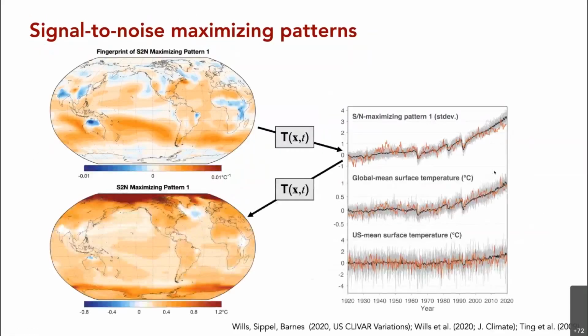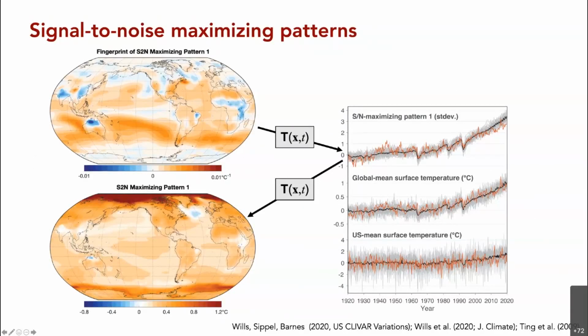Signal-to-noise maximizing patterns are basically just a way of weighting observations or modeled temperatures based on where they have high signal-to-noise ratio, such that you then get a time series with maximum signal-to-noise ratio. This shows all the different ensemble members of this pattern in the CESM large ensemble, and shows that they're tightly clustered about the ensemble mean, even more so than global mean surface temperature, and much more so than a regional average like US temperature.